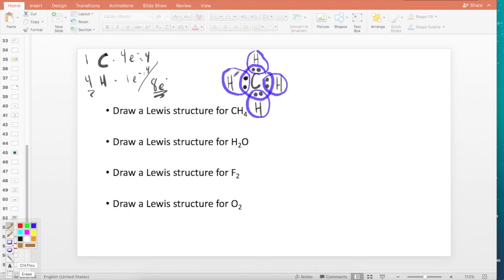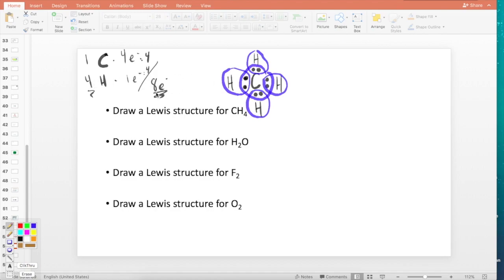You don't need to draw the circles on your Lewis structures. That's just to help you check your work to see, is everybody happy? The hydrogens each have a pair. They each have 2. The carbon has 2, 4, 6, 8. It is good to go. I have arranged the electrons to a maximum of 2 per side. I have used 1 carbon atom, 4 hydrogen atoms. I have used the correct number of electrons.